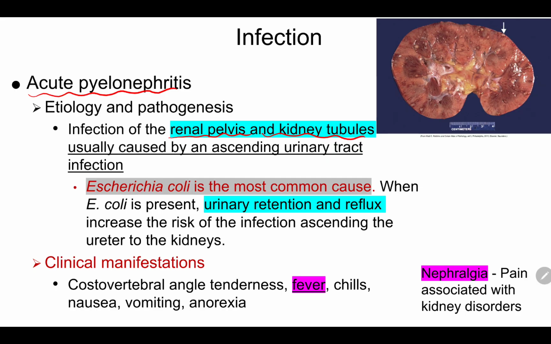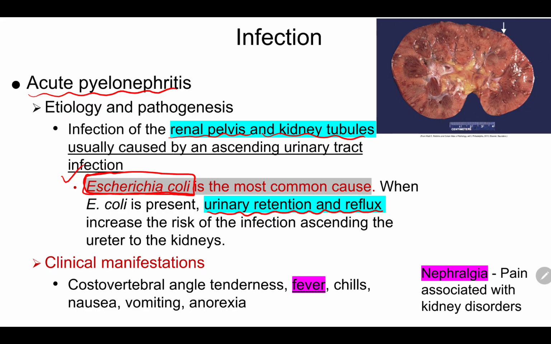Usually, it's going to be caused by an ascending urinary tract infection. Now, the most common cause is going to be E. coli, right? So E. coli is going to be the most common cause of this acute pyelonephritis. It can also lead to urinary retention and reflux, okay? So that fluid is ascending in the opposite direction, going back from the urethra, the bladder, the ureter, back up into that renal pelvis area and the kidney tubules, thus leading to the infection, right?